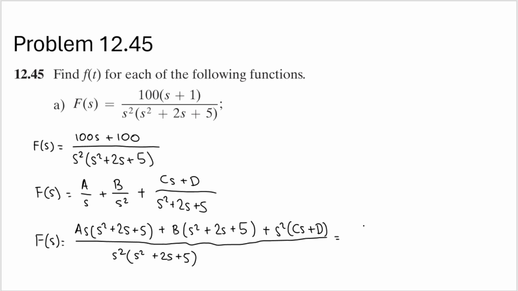We will have A s to the third power plus 2A s squared and then plus 5A s, right? 5A s, yeah. This is for this part, and then for this one we will have plus B s squared and then plus 2B s and then plus 5B.